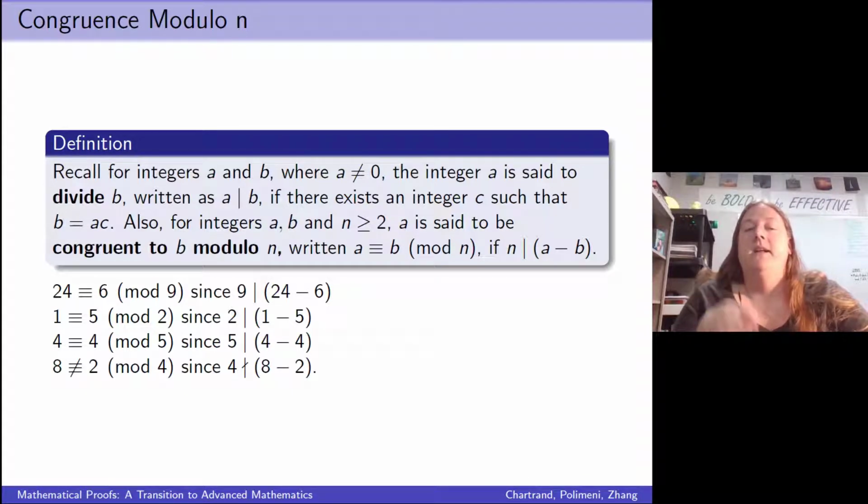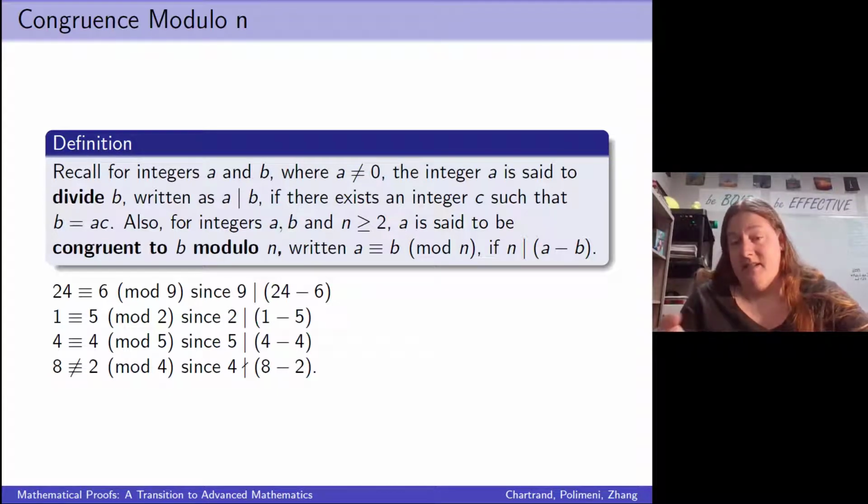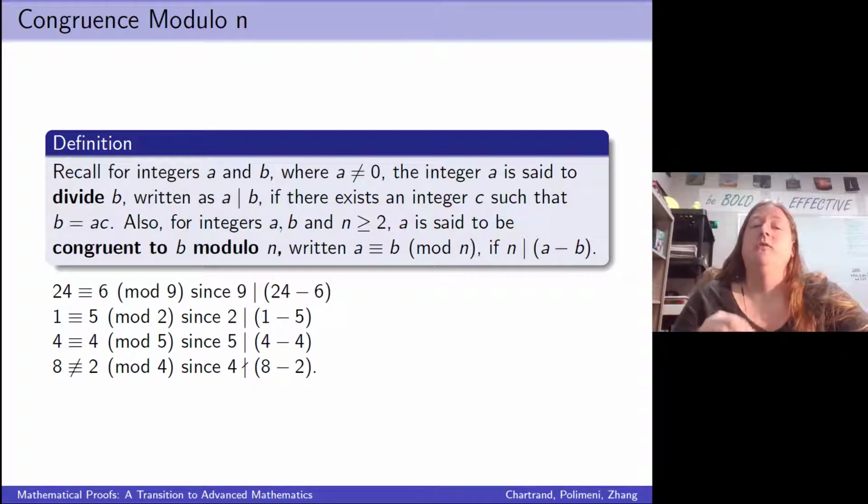So remember that when we have two integers a and b, where a is not 0, we say a divides b, and write it with that bar in between, if there exists some integer c such that b equals a times c. Also, if we have integers a and b, and n greater than or equal to 2, a is going to be congruent to b modulo n if n divides a minus b. And there we have some examples that we've actually seen before.